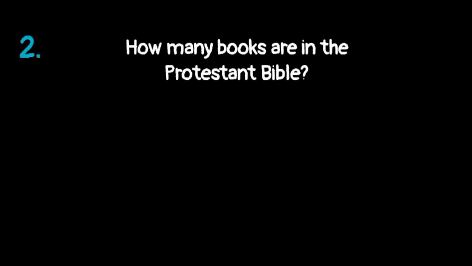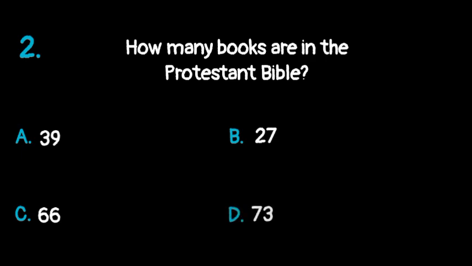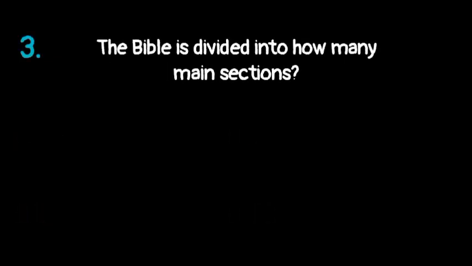2. How many books are in the Protestant Bible? A. 39. B. 27. C. 66. D. 73. Answer. C. 66. 3. The Bible is divided into how many main sections?